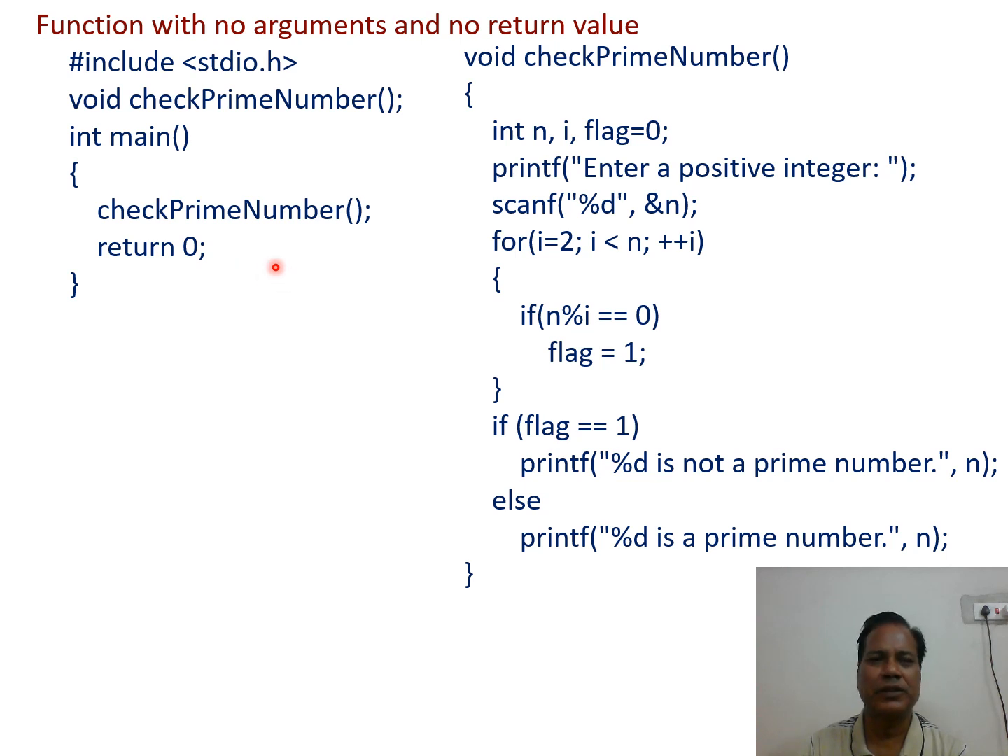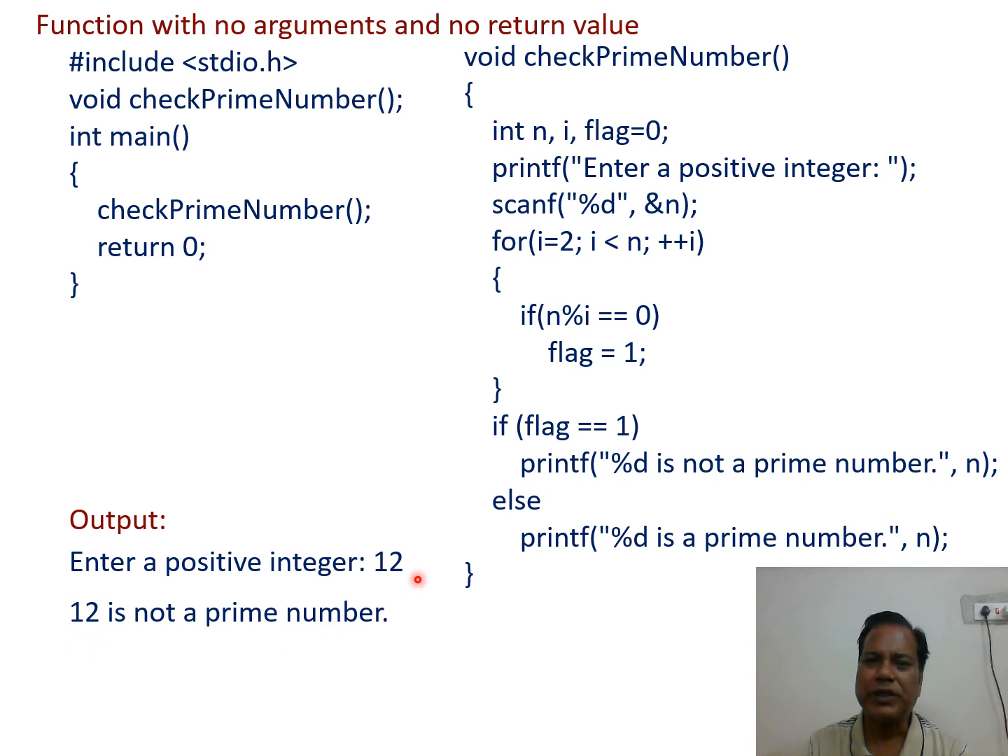When this program is run, we get the output like this. Enter a positive integer, and when the user enters 12, then 12 is tested, and 12 is not a prime number because we know that 12 is divisible by 3 and by 4. So if a positive number is not divisible by any number other than 1 and itself, then we say that it is a prime number.